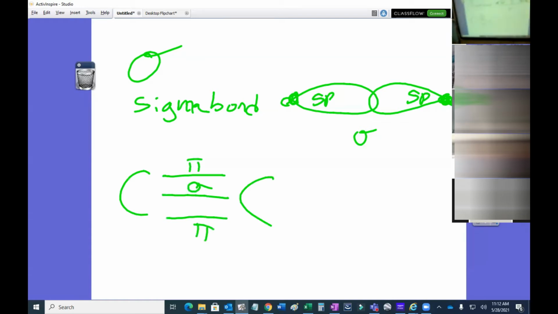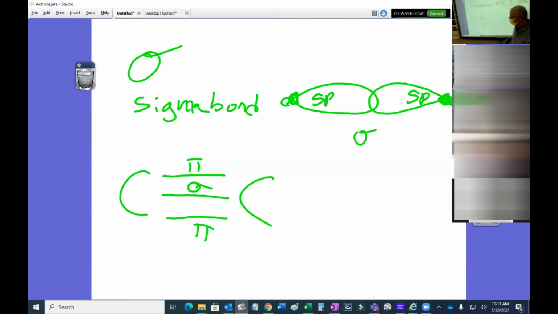Okay, all bonds contain a sigma bond. All bonds contain the overlap of sp hybridized orbitals. When I say all, I'm talking about covalent. All covalent bonds, single, double, and triple bonds, possess one sigma bond, the overlap sp. And they have more than one? No, you can only have one sigma bond, one and only one sigma bond.